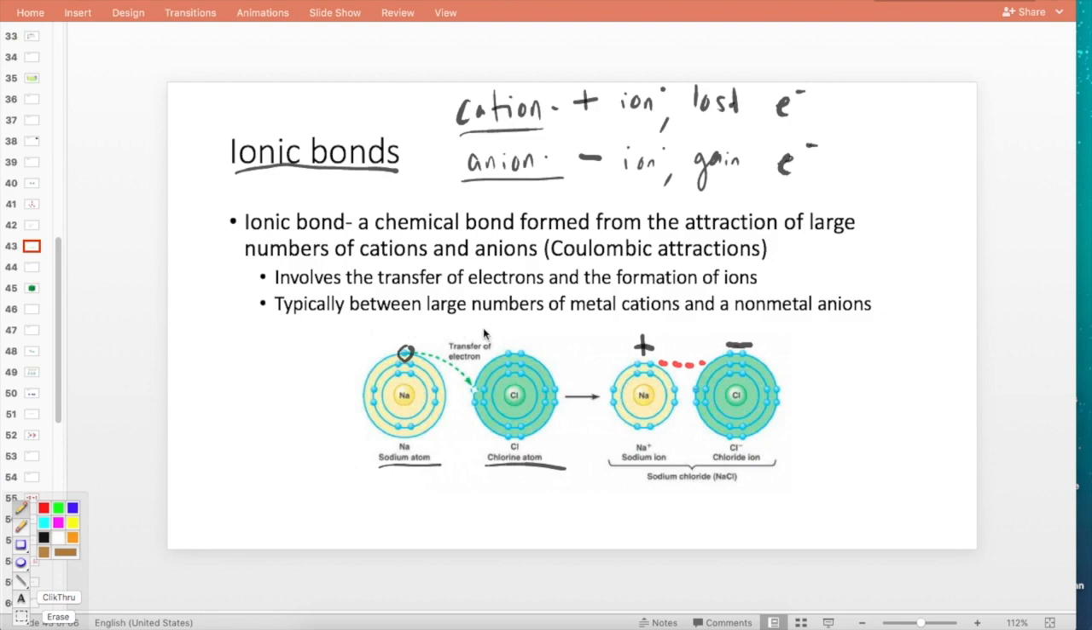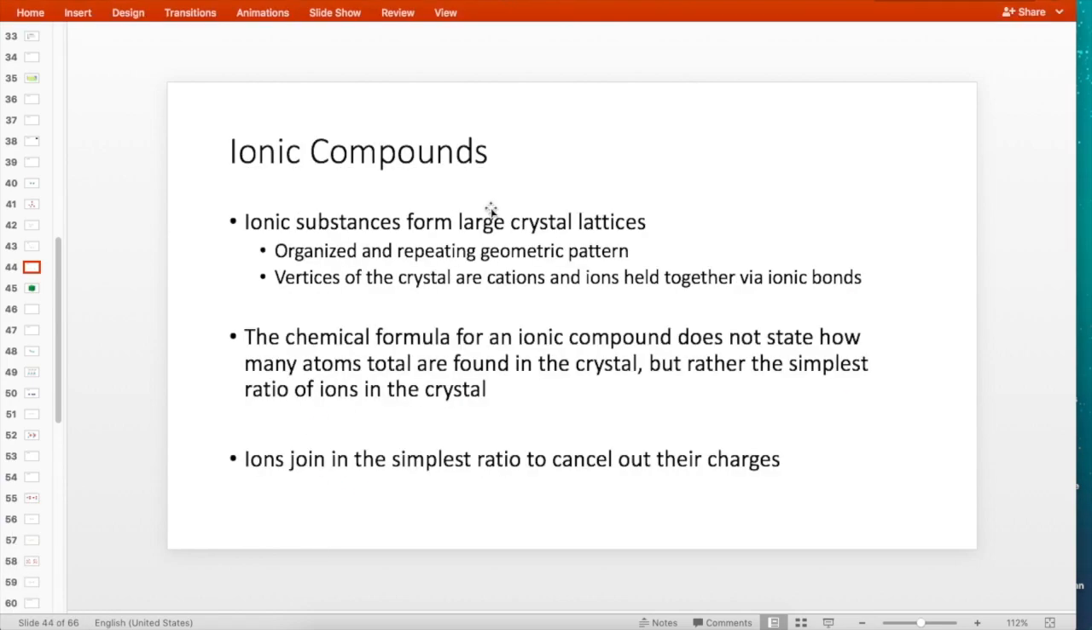And here's an important thing to note, which you should have already realized. Metals are always going to become the cations. Nonmetals are always going to become the anions. Sodium is a metal. It's on the left side of the periodic table. Chlorine is a nonmetal. It's on the right side of the periodic table. So that's another rule to recognize ionic substances, ionic bonds forming ionic compounds. It's going to be between metals on the left side of the periodic table and nonmetals on the right side.